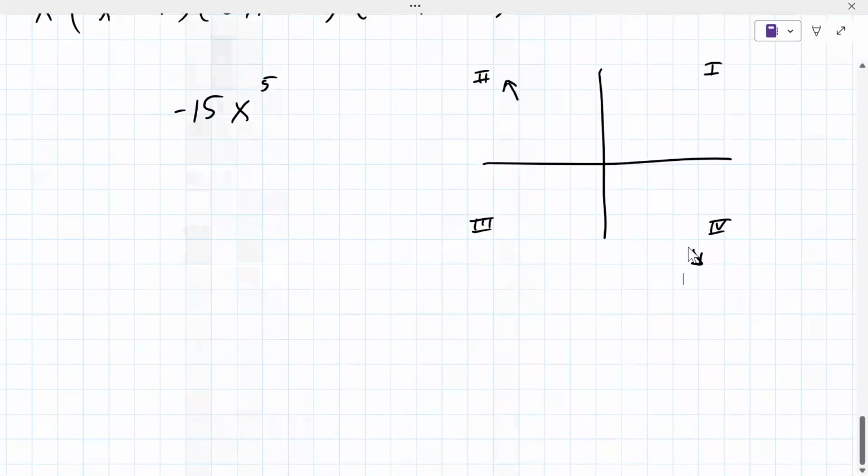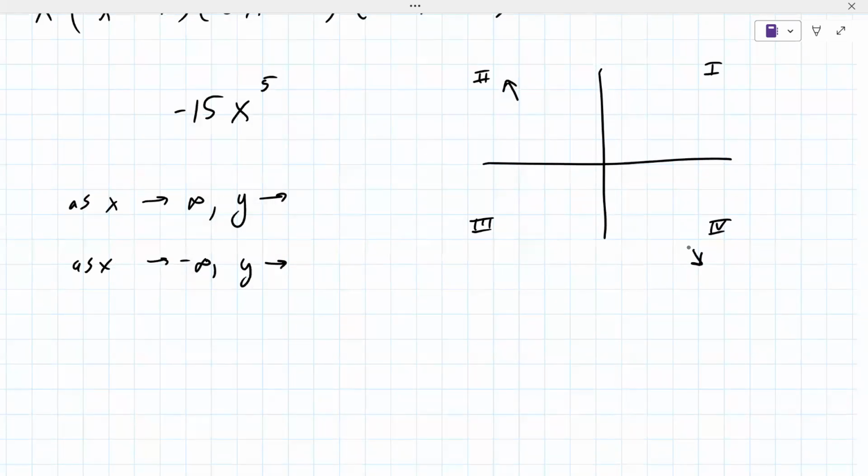Could you give me the end behavior now as x goes to infinity? We'll just call it y. As x goes to negative infinity, we'll call it y. So as x goes to infinity, y goes to negative infinity, and as x goes to negative infinity, y goes to positive infinity. Okay, good. Excellent.